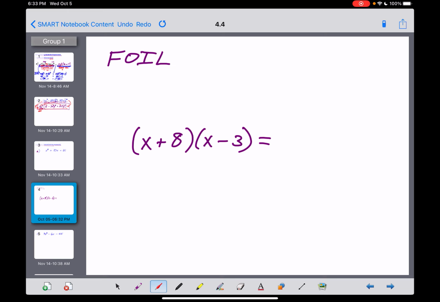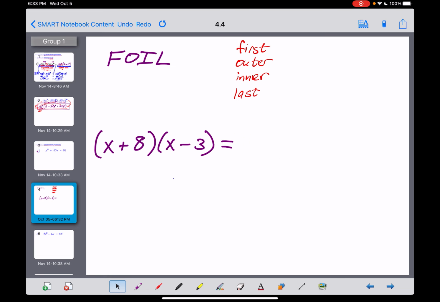So what FOIL stands for, guys, is this little acronym right here. First, outer, inner, and then last. It's reminding you to multiply 4 sets of numbers right here in order to get the expanded form of this currently factored expression. So let's take a look at what that means. The F in FOIL stands for first. We're going to multiply the first term of this binomial times the first term of this binomial. And x times x is x squared. Okay, that's the first. The O stands for outer.